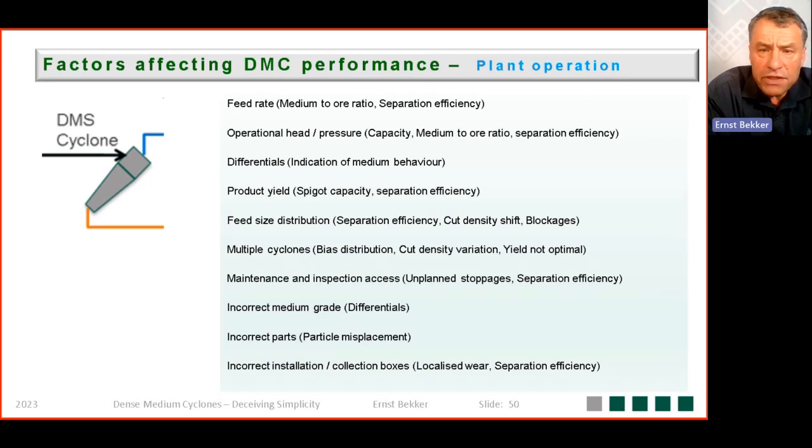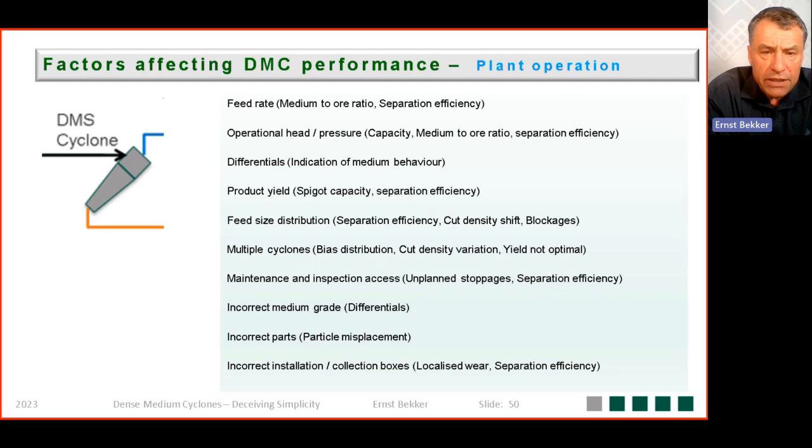As the feed size distribution changes, we've seen that there is an optimal limit for each dense medium cyclone diameter. It can impact on the separation efficiency, possibly on the cut density shift, and then block features if the particles are too big. When you've got multiple dense medium cyclones, the distribution between the two or three cyclones can also impact on the efficiency of the dense medium process, because there could be bias distribution between these cyclones. So one has to take note of how you distribute the feed between the multiple units.